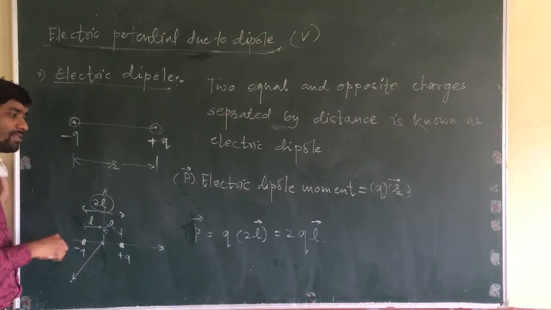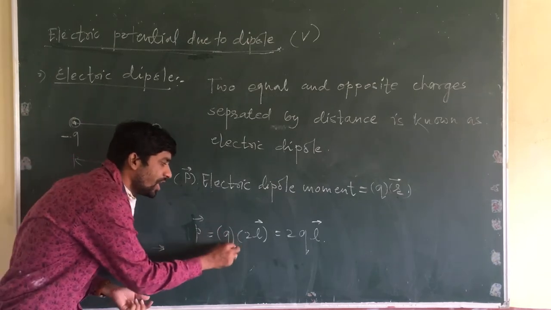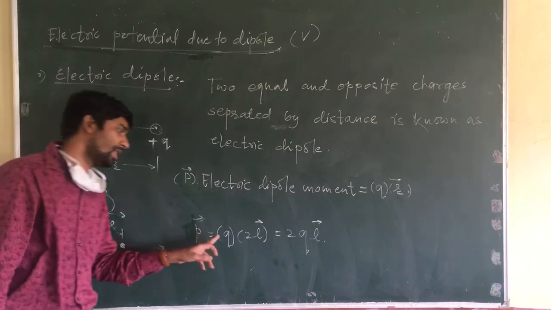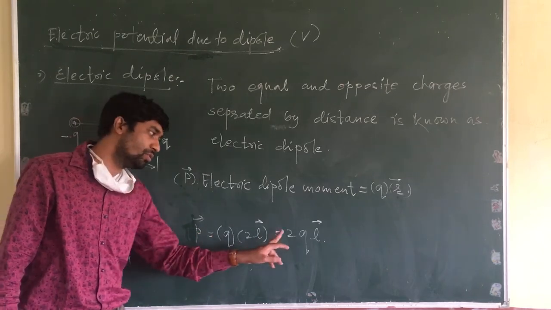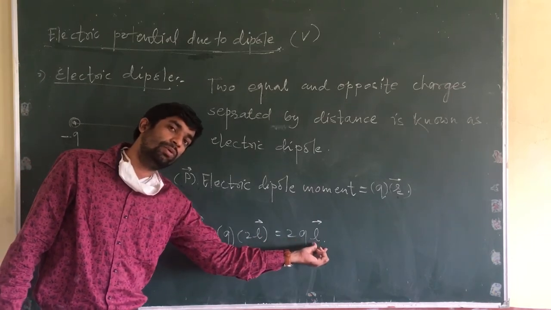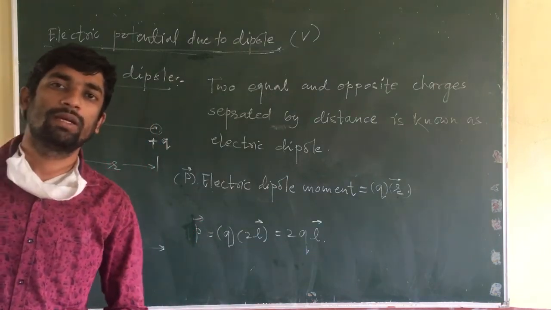Then in that case, what is the electric dipole moment? P is equal to charge into distance. So here the distance is twice L. That's why you have to write the electric dipole moment P is equal to Q into twice L, that is twice Q into L. Okay, so this is about your electric dipole.